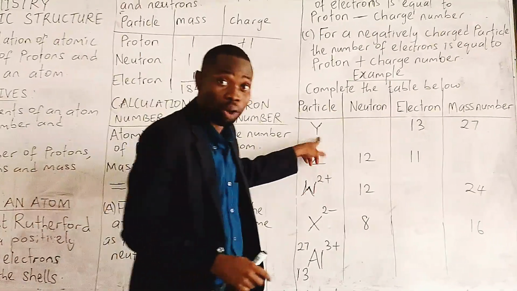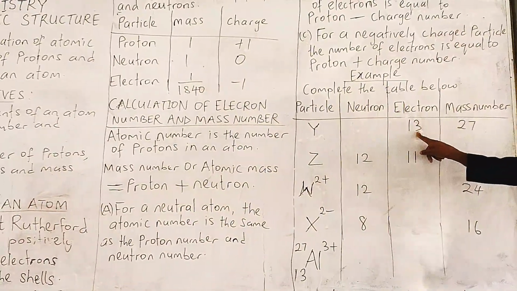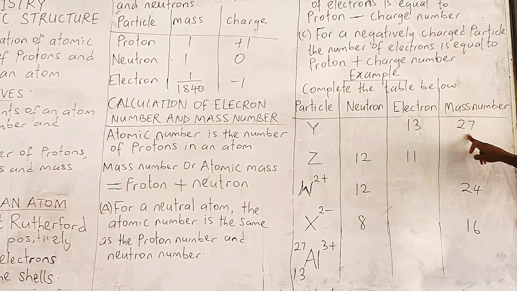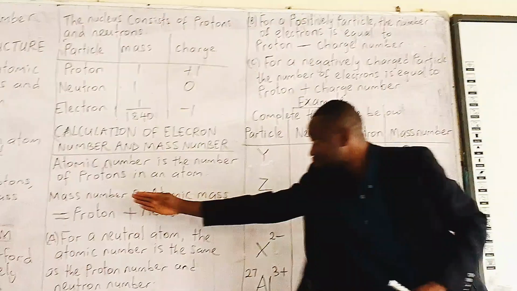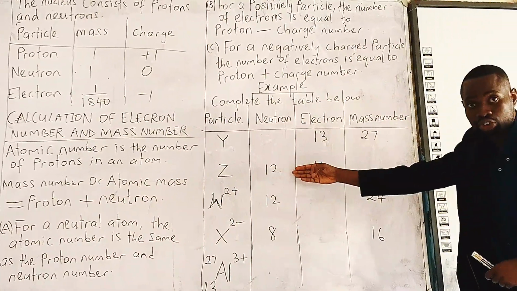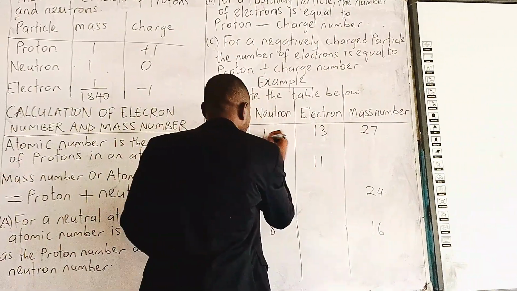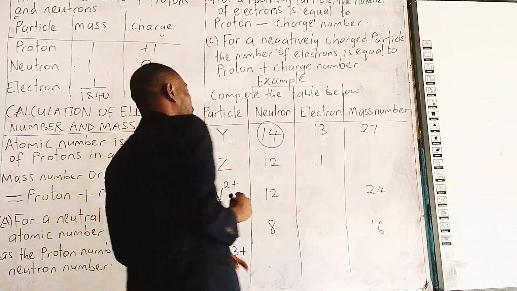Now, the first one is Y. For Y, we have the electron number to be 13, mass number to be 27. So how do I get the neutron number? I need to solve. Neutron number will give me mass number minus electron number, and that will be 27 minus 13. And that gives me 14. So that's the answer for that.